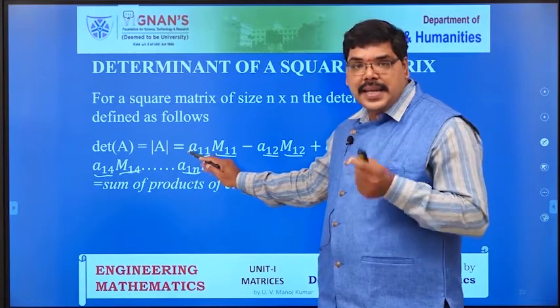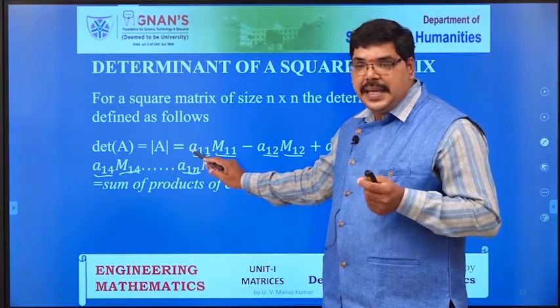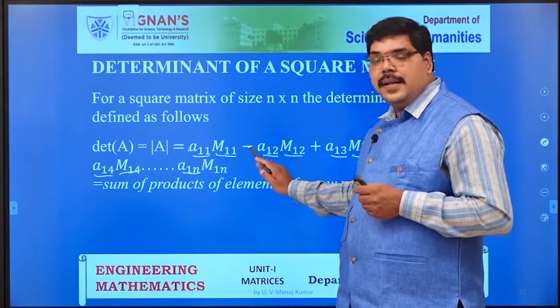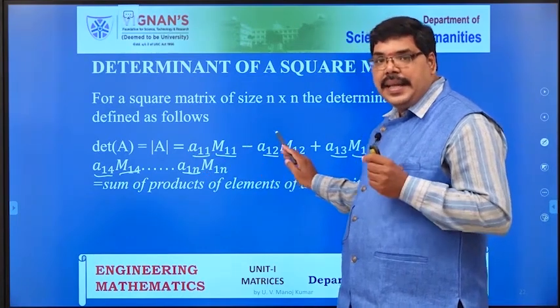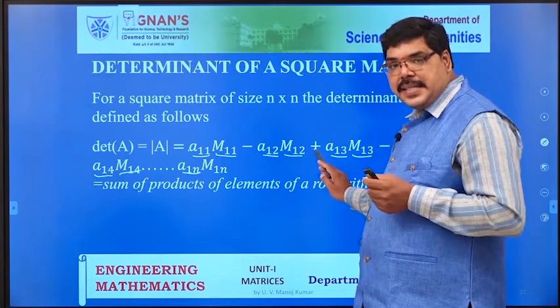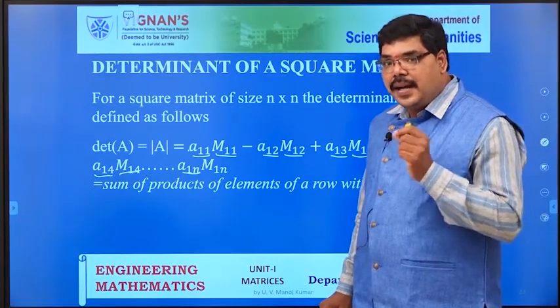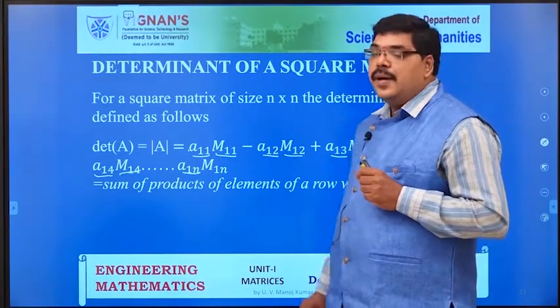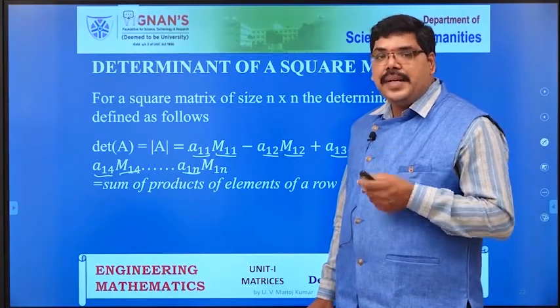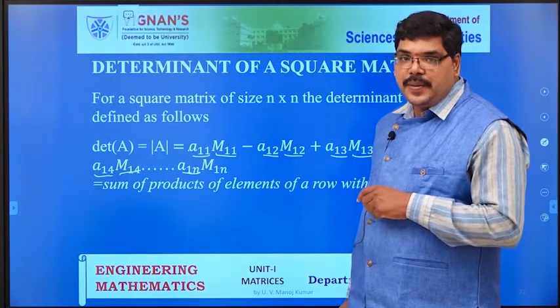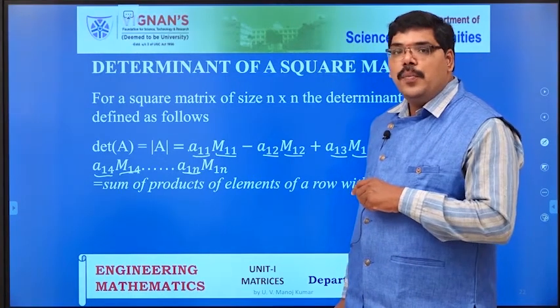Change the sign alternately. See here, the sign is plus. Here, the sign is minus. Again plus. Again minus. So change the sign alternately. So this is the procedure to find the determinant of a 3 by 3 matrix and matrices of more sizes.